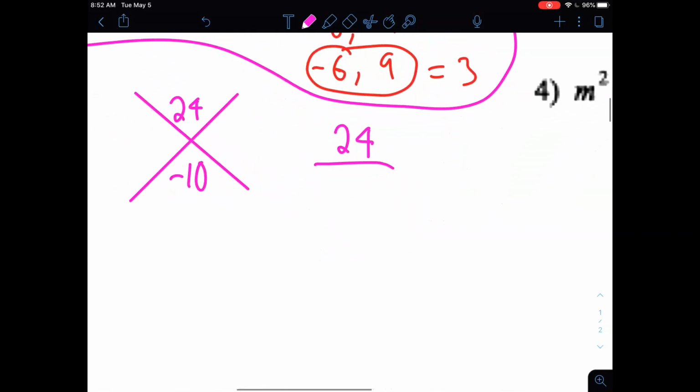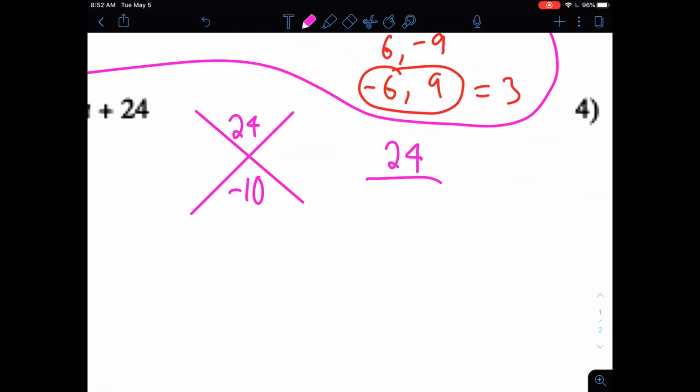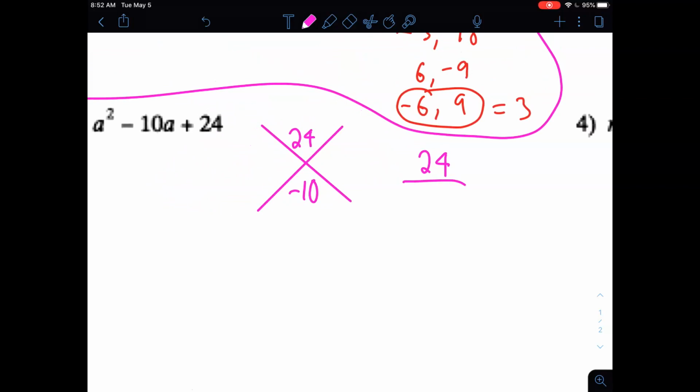Factors of 24. All right, but here's a tricky thing. We need them to multiply to positive 24, but we need them to add to a negative. So if I did, for example, a factor of 24 like 6 and 4, what's 6 plus 4? Is that negative 10? That is not.